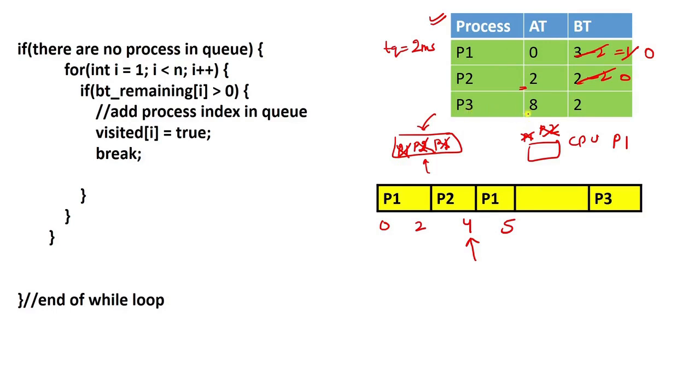P3 is arriving at 8. So what will happen? From 5 to 8, the CPU will remain idle because this queue is empty. No new processes are coming from here. So 5 to 8 the CPU will be idle. Now what will happen when this queue is empty? Because no new process from here or from here has arrived.